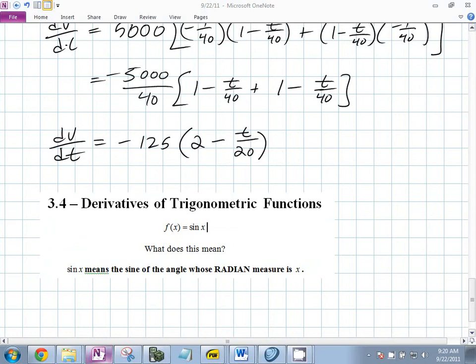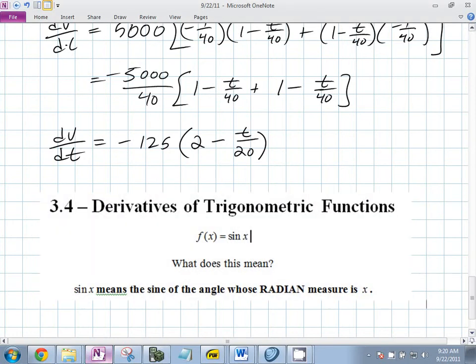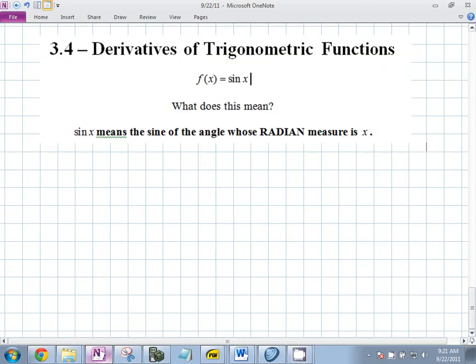Sine x means the sine of the angle whose radian measure is x. So in this class, unless very specifically and clearly specified, you will always be using radians. Unless the question specifically says otherwise, always use radians.